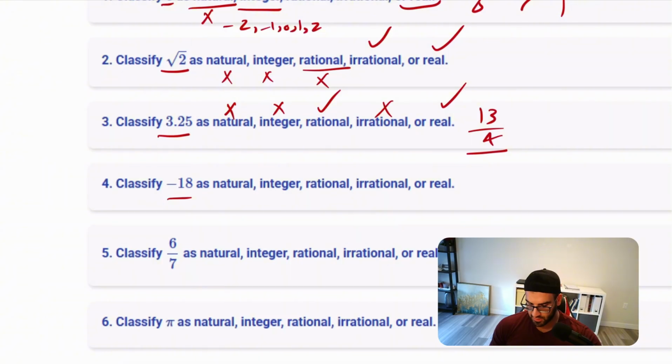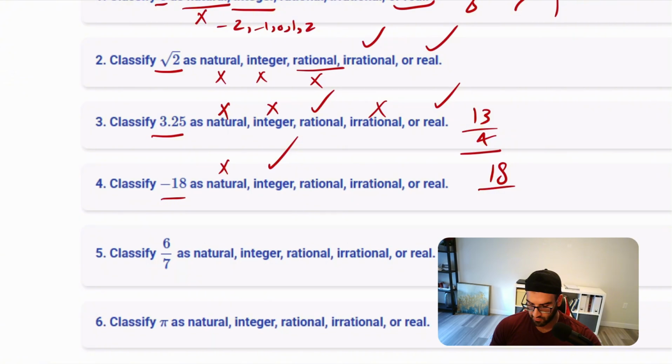What about negative 18? It is easy. It's not going to be considered natural. Natural is all positive. It's going to be considered an integer. Rational, yes. For example, we can find 18 and negative 1 itself. So it can be rational. And it also cannot be irrational, and it can be a real number itself.